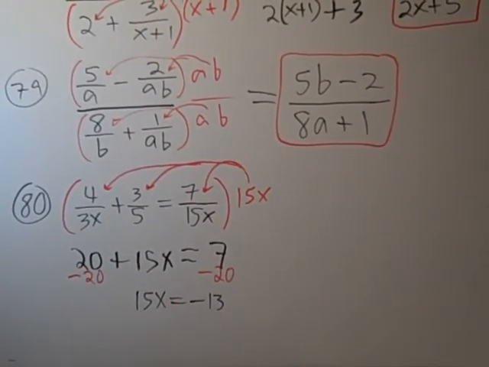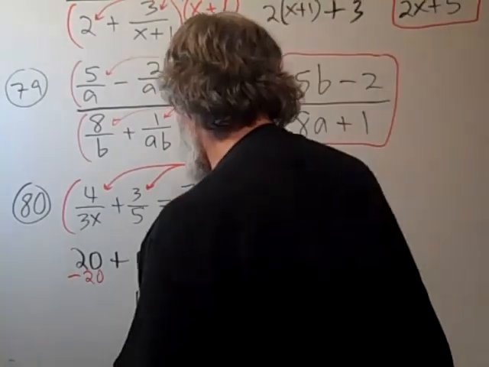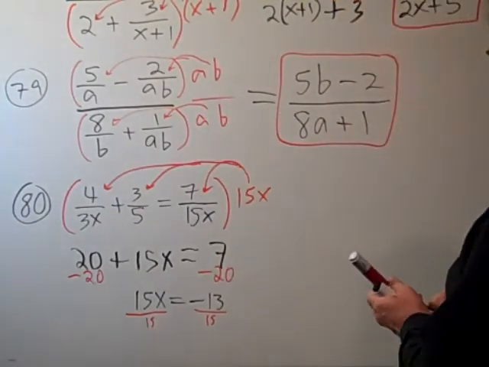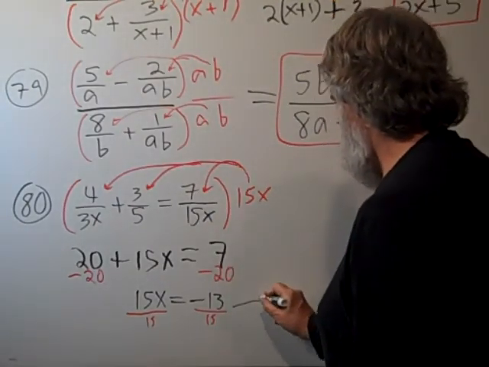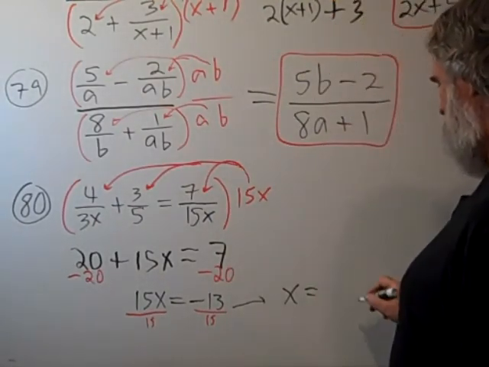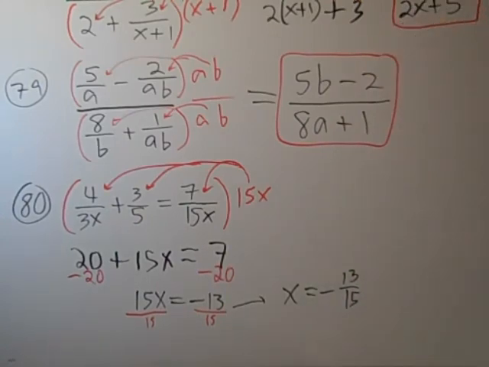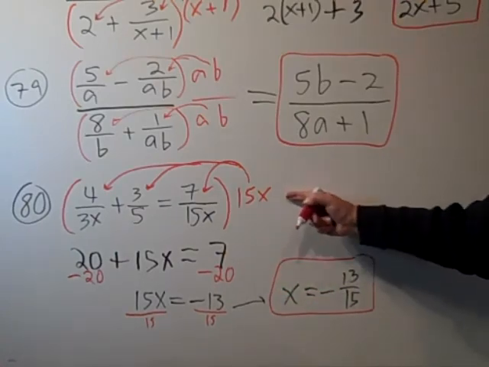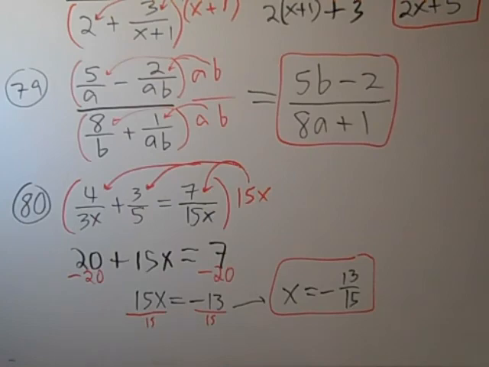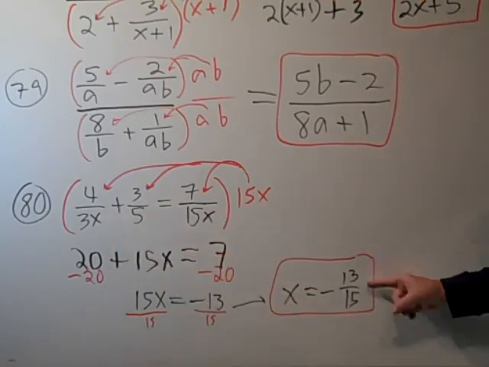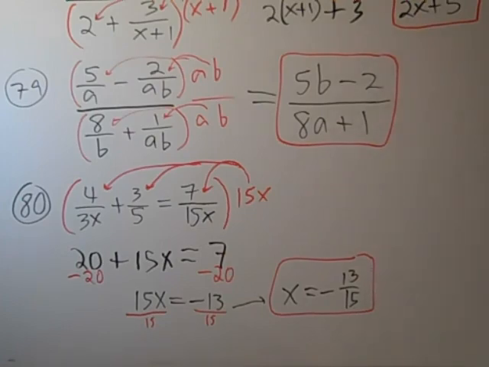And if I divide both sides by 15, I find then that x is equal to -13/15. So that's the solution to this rational equation. By the way, we have to check that this doesn't make any of the denominators equal to 0, and this certainly doesn't. Only 0 would do that in this case. So that's a valid solution to that equation.